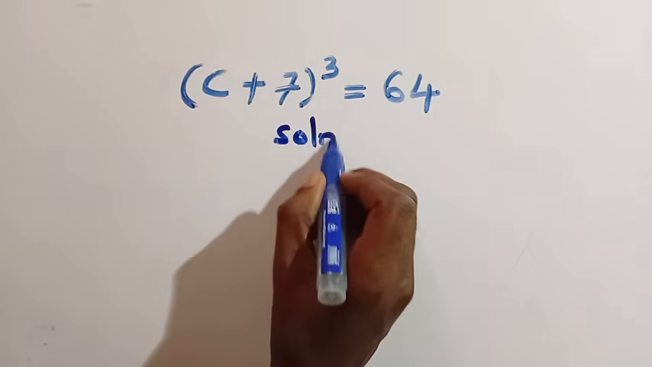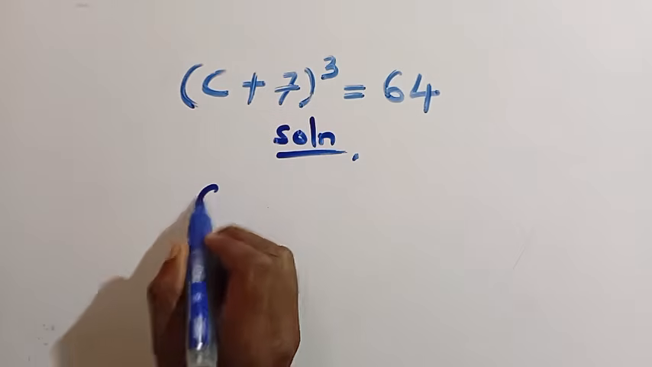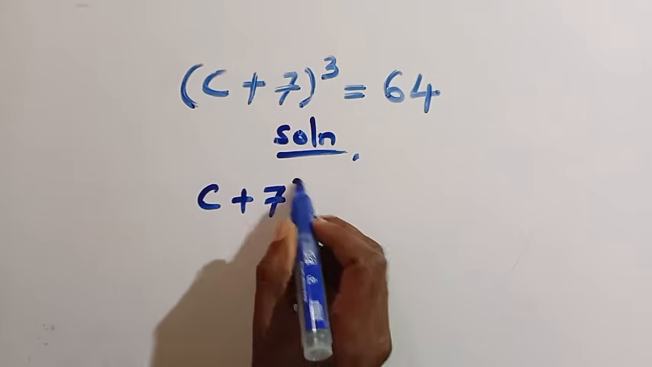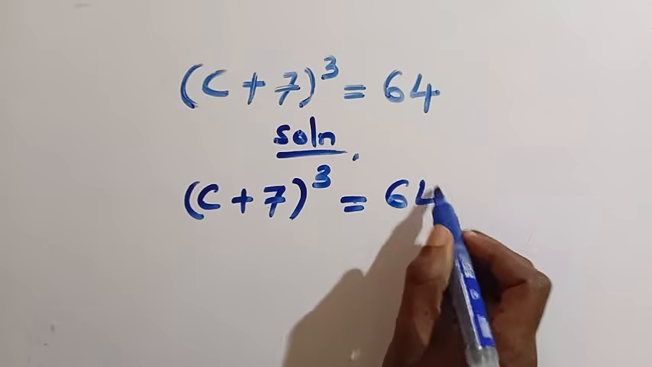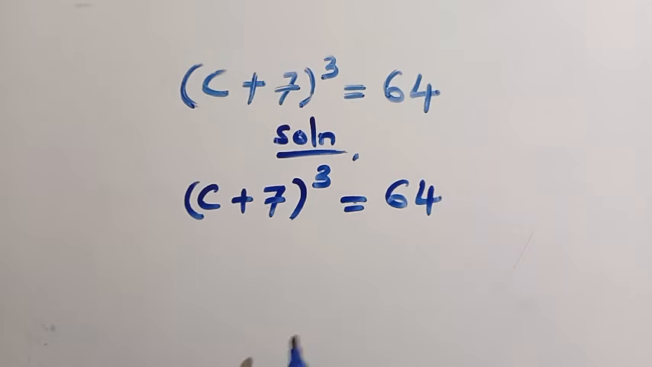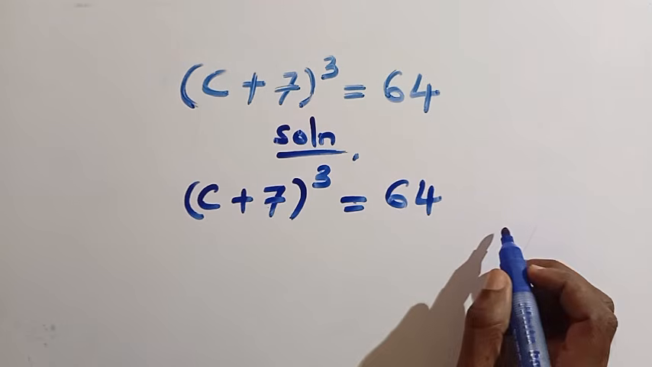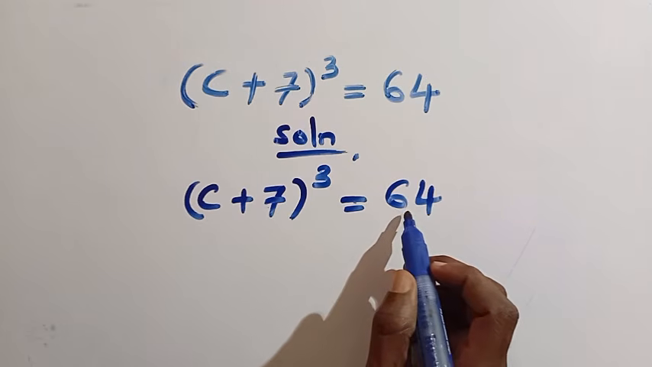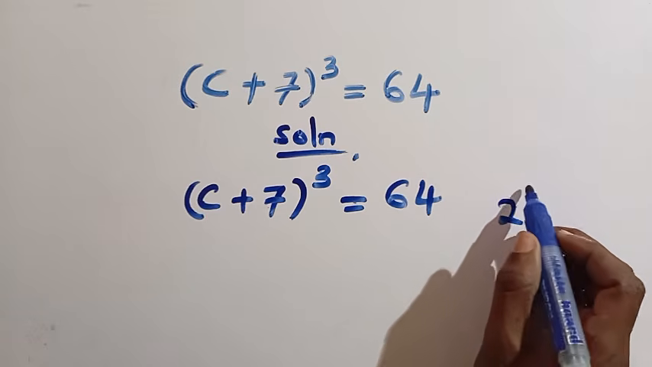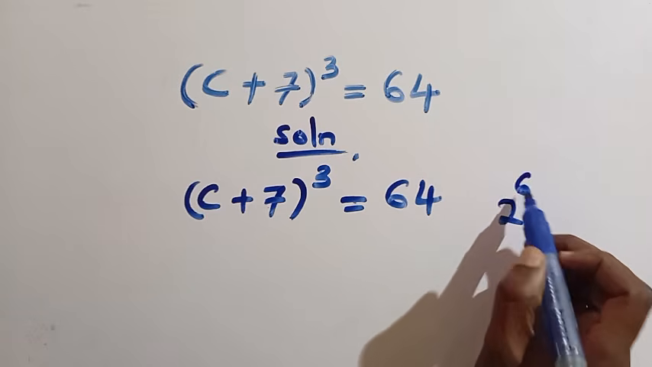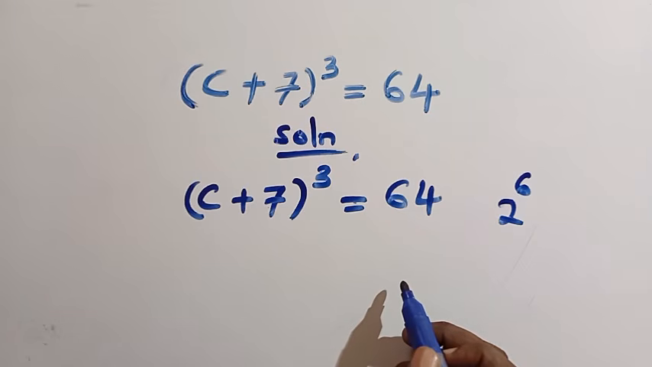Let's consider the solution. Given (c + 7)^3 = 64. This is the given question. So the first thing we are going to do here is express this 64 as a power. If I have 2 to the power of 6, this gives us 64.